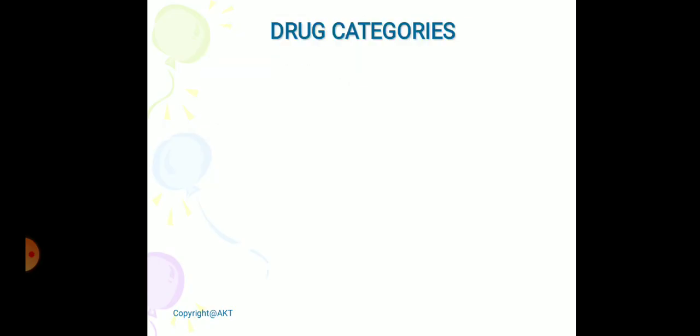So, drug categories. The drugs are categorized into various classes, like non-prescription drugs or OTC drugs, that is over-the-counter drugs, which do not require any prescription for getting the drugs from the pharmacies, community pharmacies. So you know that many of the vitamins and antacids do not require any prescription from the registered medical practitioner.